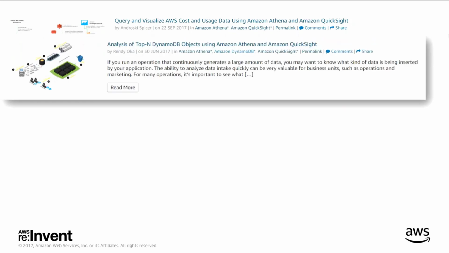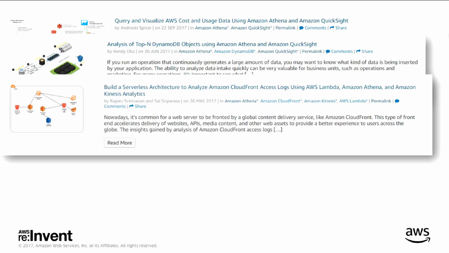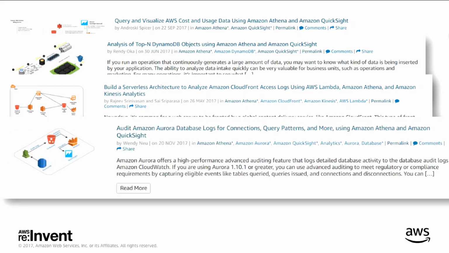Similarly, how do we take DynamoDB objects and do a top-N analysis on that using Athena? Also be able to build a serverless architecture for analyzing CloudFront data, right? How do I want to look at the different bots that are accessing my web infrastructure and be able to categorize them? So here's a nice way to do that. You can also audit Aurora database logs. So database logs are stored to S3. You can write simple SQL queries in Athena to audit those logs and make sure that everything is operating as expected.